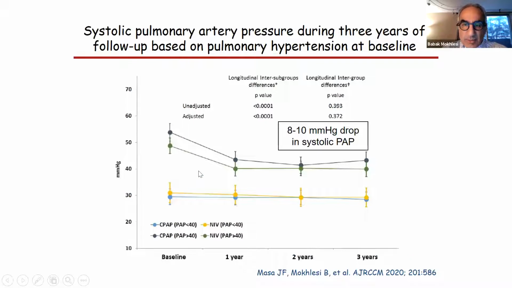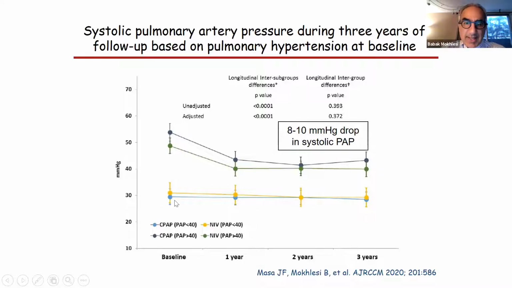However, if you look at the subgroup that had pulmonary hypertension to start with, and that was 50% of the population, so of the 200 and something patients that we had, 100 of them had evidence of pulmonary artery pressure above 40 based on echo. And these are these two groups here. One arm is CPAP, the other one is NIV. And you can see that over time, the drop in PA pressures was around 8 to 10 millimeters of mercury. This is a significant drop at 1 year, 2 years, 3 years.